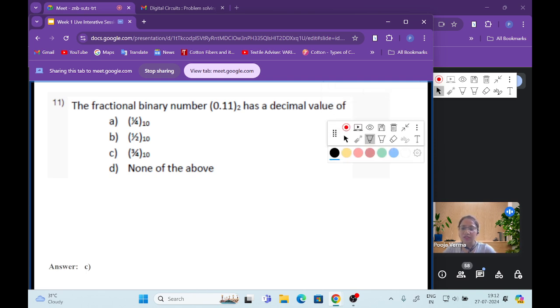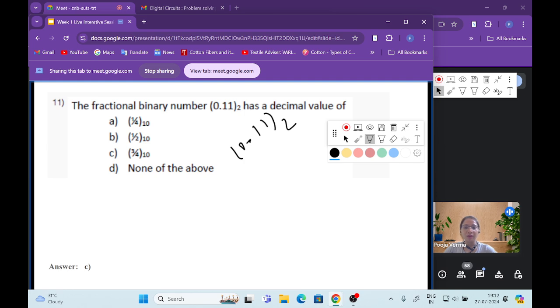The next question is the fractional binary number 0.11 has a decimal value of. What is the decimal representation of this fraction number 0.11? So here binary is given. We have to convert it into decimal.